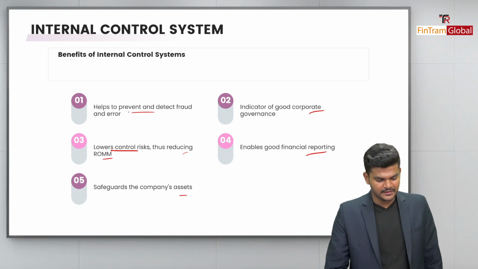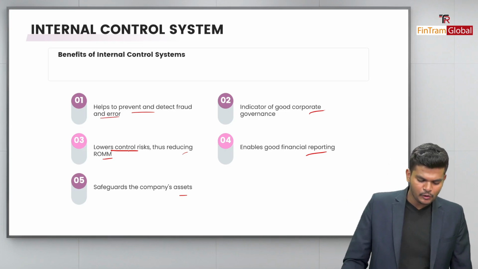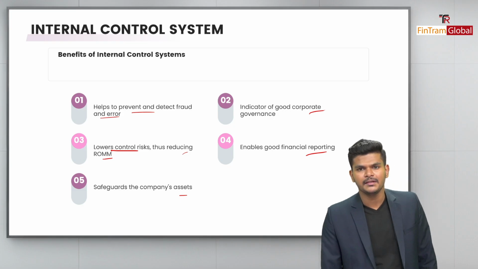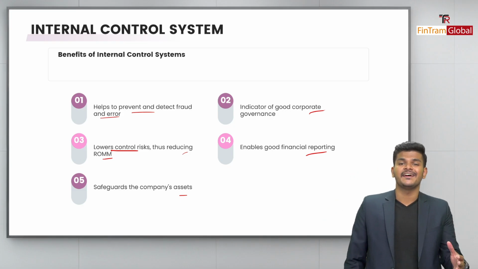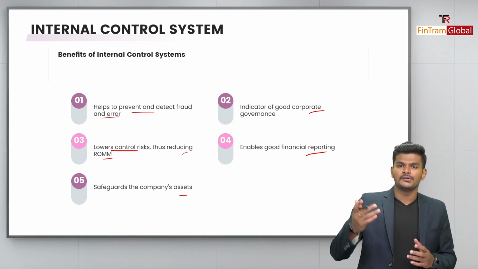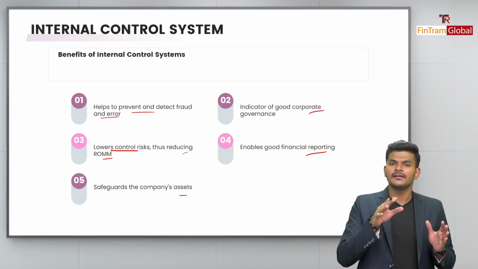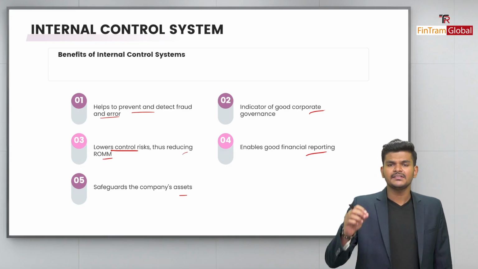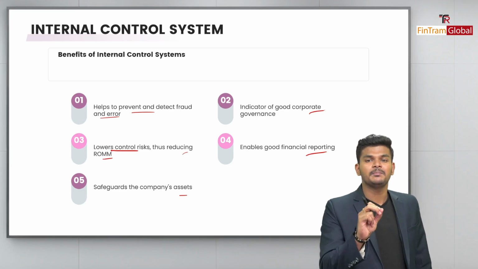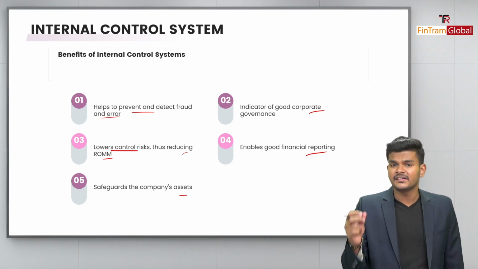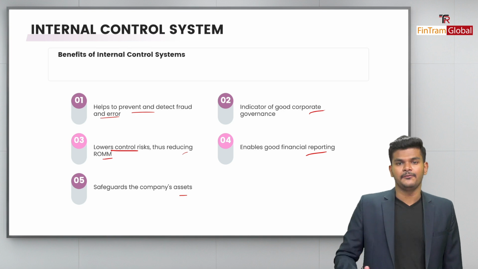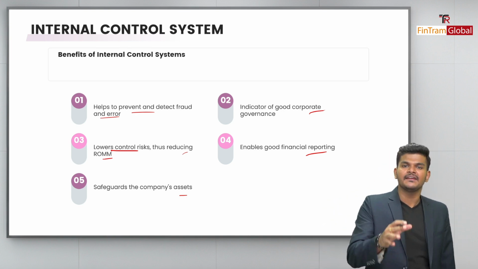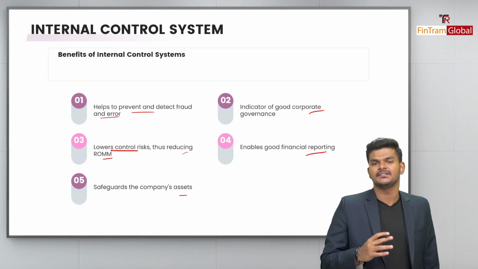First of all, it prevents and detects fraud and error, as I mentioned, and it lowers control risk and reduces ROMM. Okay, folks, what does that mean? ROMM is the combination of inherent risk as well as control risk, right? So if control risk reduces, then ROMM also reduces. But what is a control risk exactly? Control risk is the risk that the financial statements might be misstated due to internal controls not operating effectively. So that particular risk will be reduced by having good, sophisticated internal control systems in our organization.